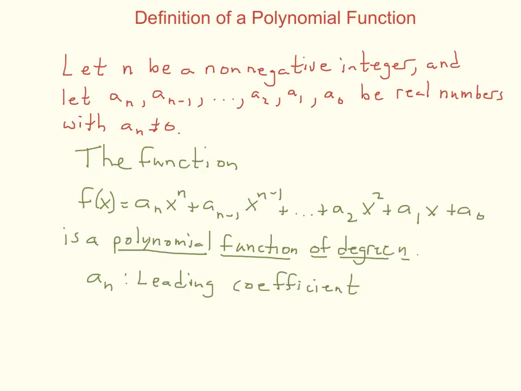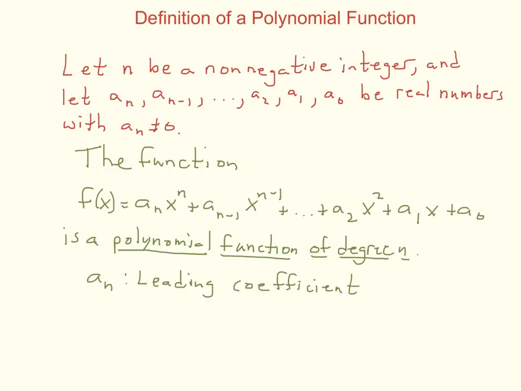Let's say that again. In this case, all these coefficients, these a sub n's and so forth, are all real numbers. n is a non-negative integer. It could be 0, but it could also be 1, 2, 3, 4, 5. It could be 10. It can't be anything negative. And that will be a polynomial of degree n. And we classify polynomials based on their degree.